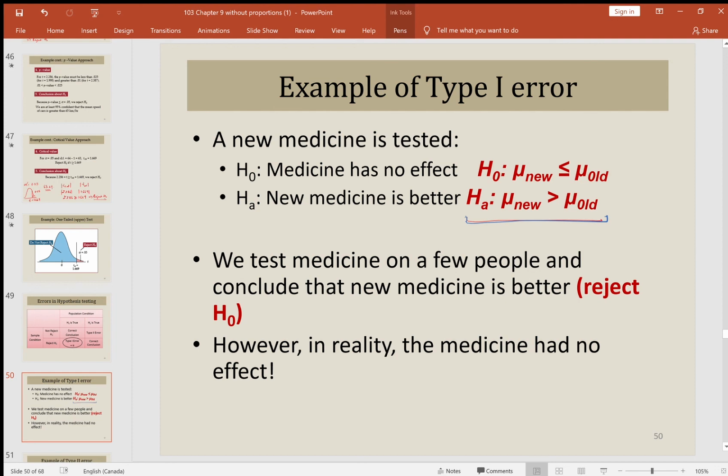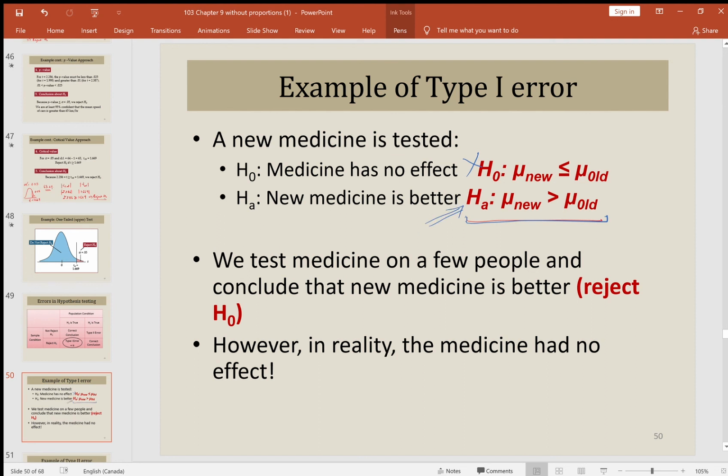Now, the way you test the medicine is that you test the medicine on a few people, and once you have tested the medicine on a few people in your sample, you conclude that the new medicine is better, so you reject the null and you say, oh yeah, the new medicine is better than the old medicine, and you introduce it into the market.